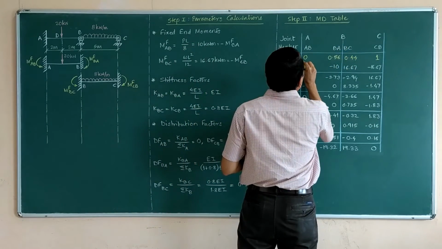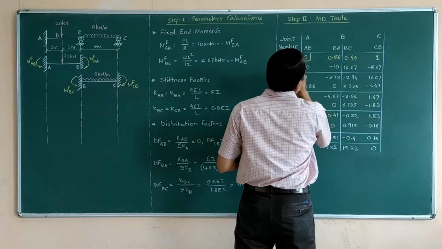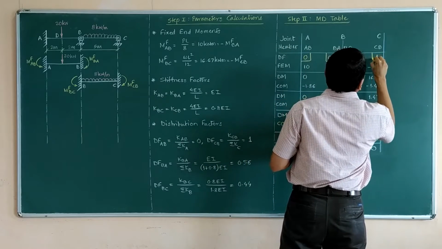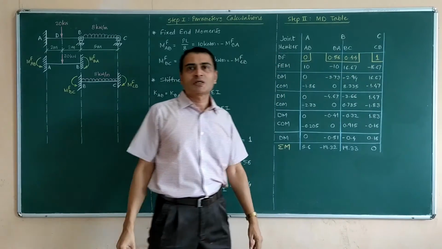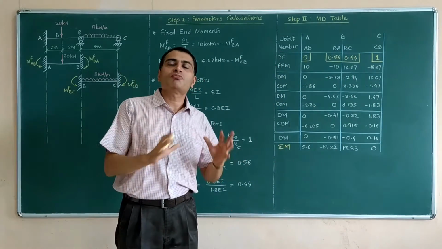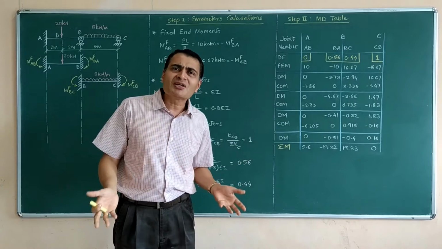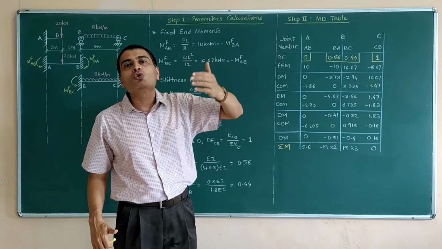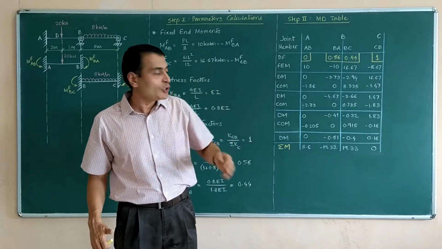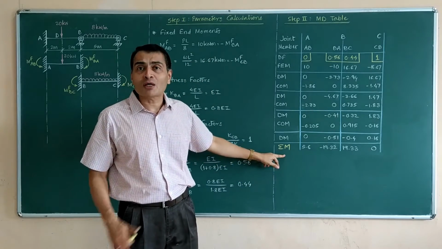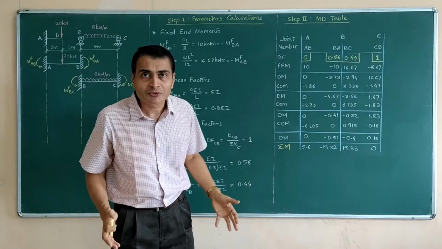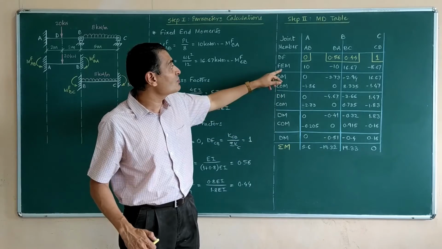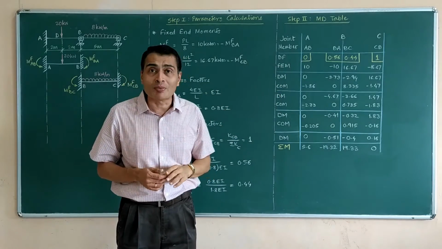Sometimes students do like this. They make small rectangles. In some books also you will find done like this for the same reason that it remains highlighted, it remains different, and you don't count it while you are taking the sum at the end. We are going to come to that step later on. So I have separated my distribution factors, and then the first thing I am noting is fixed end moments.